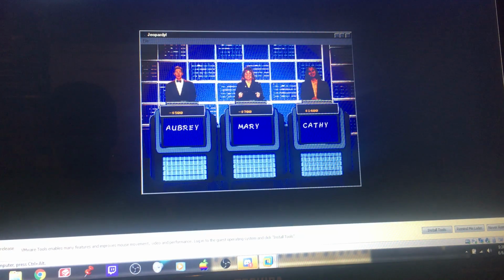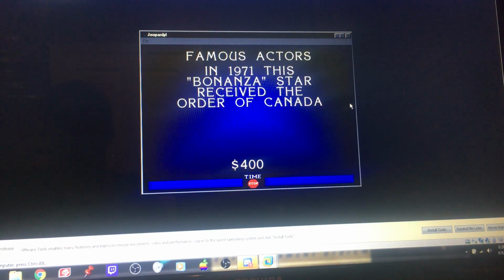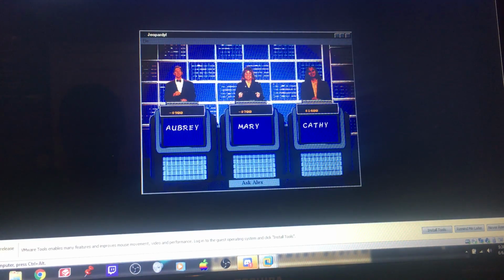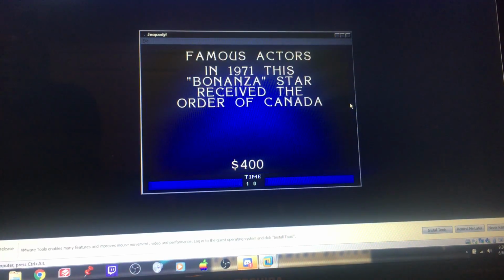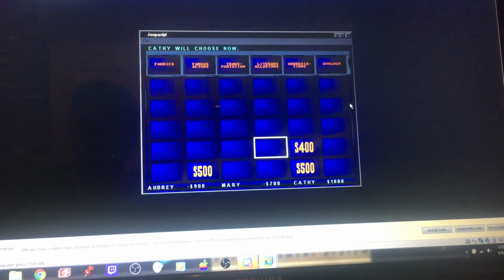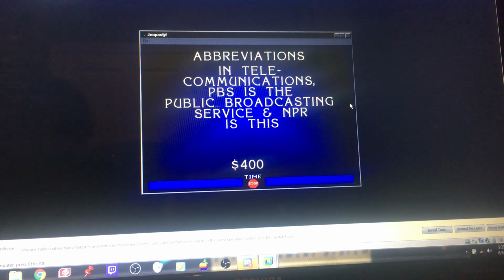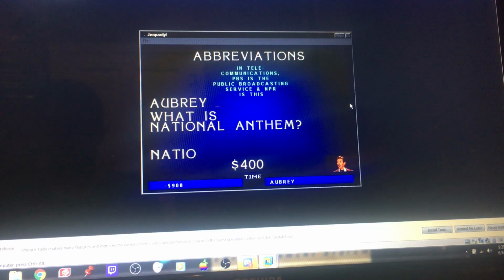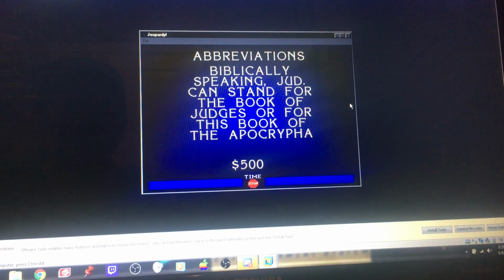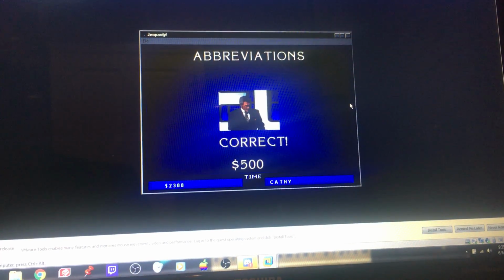Famous actress 400. In 1971, this Bonanza star received the Order of Canada. Who was Michael Landon? No, sorry. Lorne Greene, oh yeah. You're right. In telecommunications, PBS is the Public Broadcasting Service and NPR is this. What is National Public Radio? You got it. Abbreviations for 500. Biblically speaking, JUD could stand for the Book of Judges or for this book of the Apocrypha. Judith? Yes.